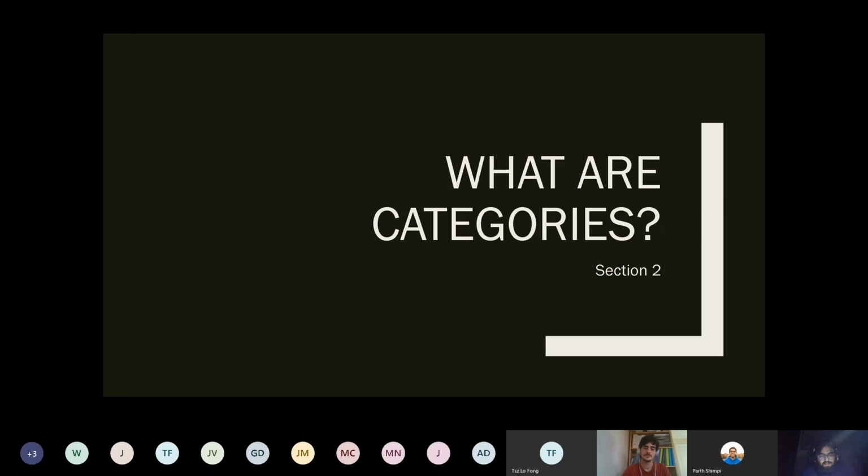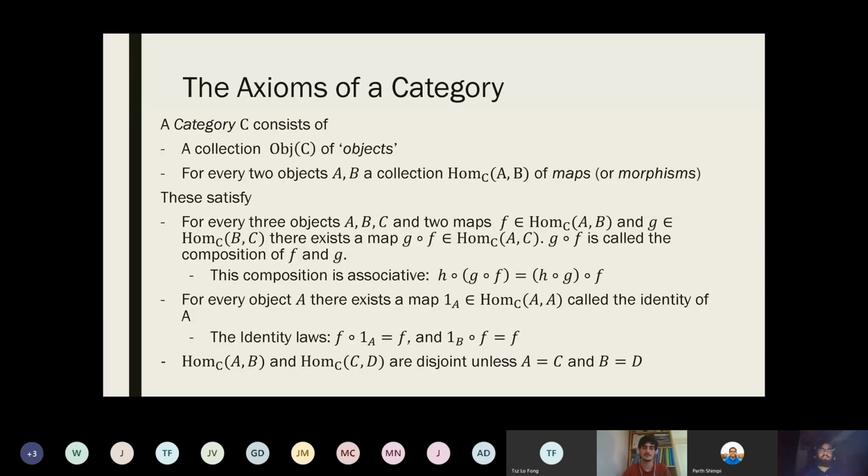Now, I'll start my next section. What are categories? First, let's start off with the definition. A category C consists of a collection of objects, which you denote obj of C. For every two objects A and B, we have a collection called Hom(A, B), often denoted as the collection of maps between A and B. These satisfy the following axioms. For every three objects and two maps, a map f from A to B and a map g from B to C, there exists a composite map. So you can compose the maps, and the domains and codomains of the maps have to make sense.